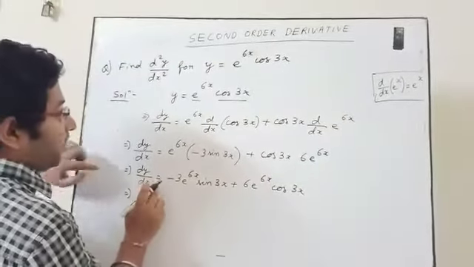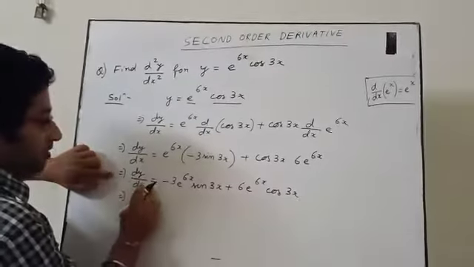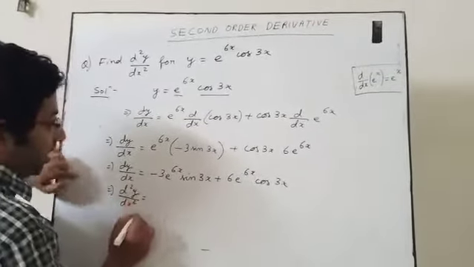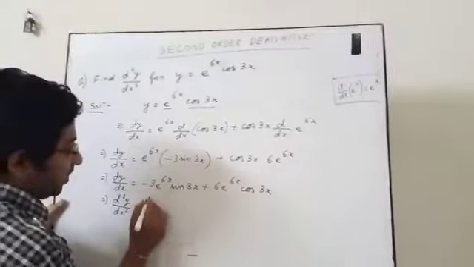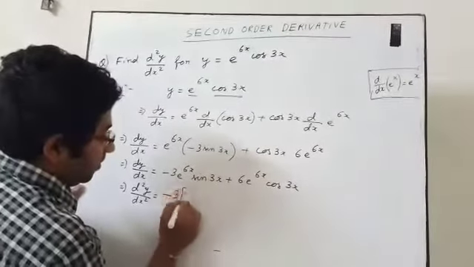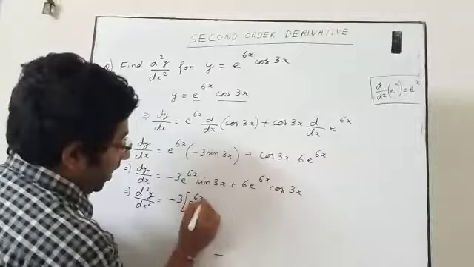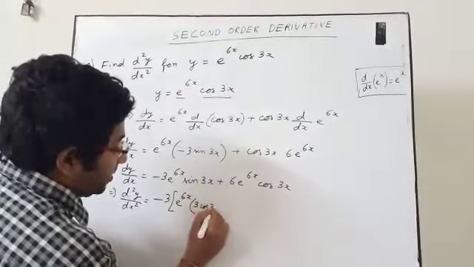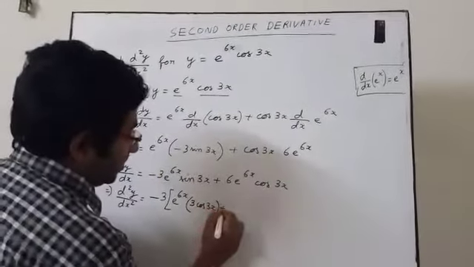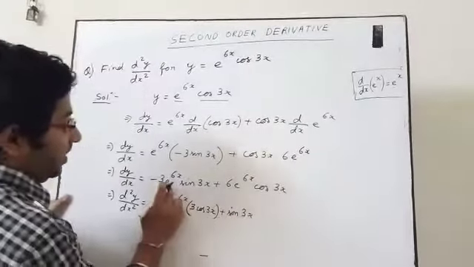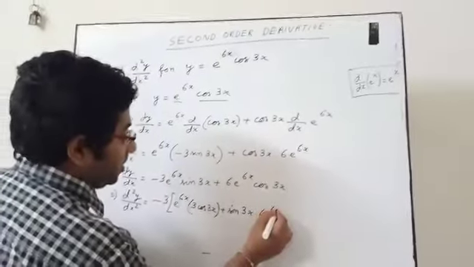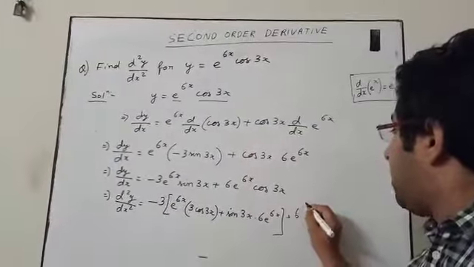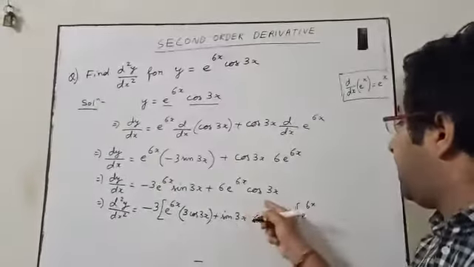This is the first derivative. First derivative is finished. Then you have to proceed to the second derivative, d2y by dx square. Minus, what you will get? 3 common. First function into derivative of second function: e to the power 6x sin 3x, derivative is 3 cos 3x, plus sin 3x into derivative of e to the power 6x, so 6 e to the power 6x. Plus 6 common, e to the power 6x into derivative of cos 3x.